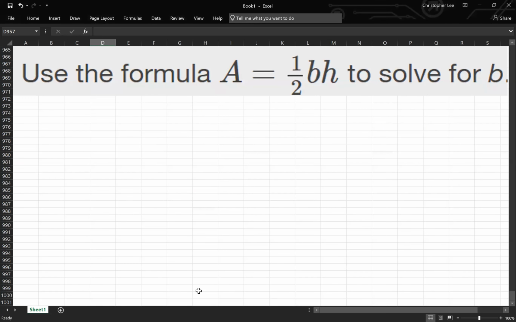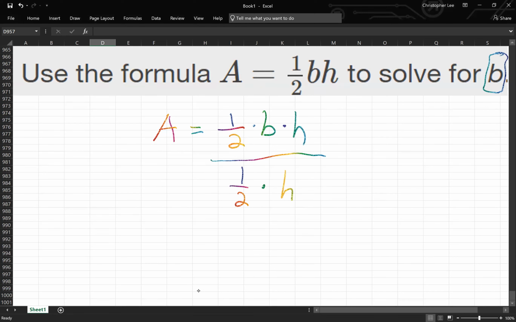Let's take a look at this. Nice and simple. This is A is equal to 1/2 B times H. I'm going to put a dot right there just to indicate multiplication. Now, in the question, they told us that they want us to solve for B. So what am I going to do? Very simply, I'm going to divide by everything that's not B. So this is the 1/2 and the H. These will cancel out. But you know what I do to one side of the equation, I have to do to the other side of the equation. So I'm going to divide this by the 1/2 and the H, just like that.